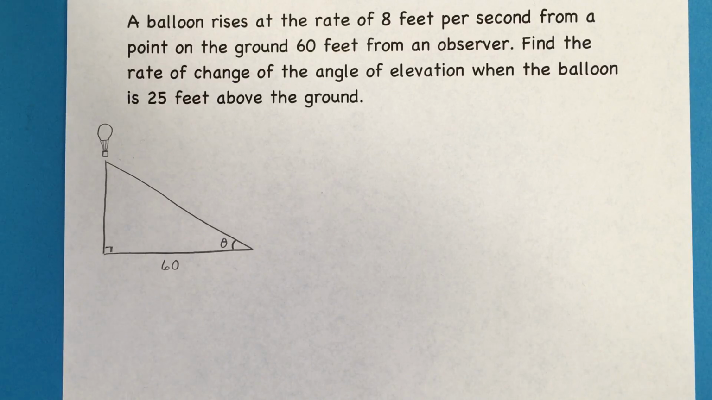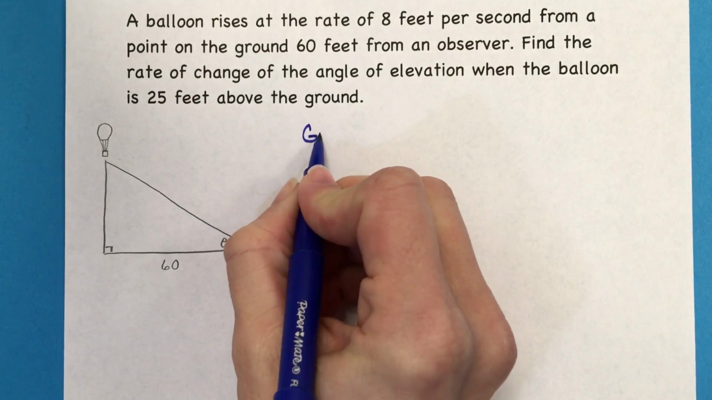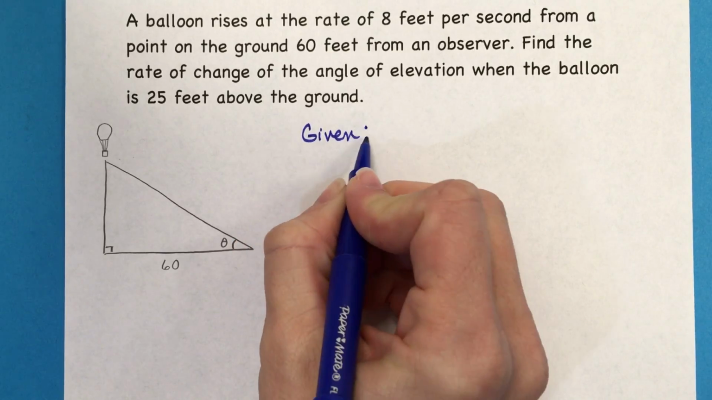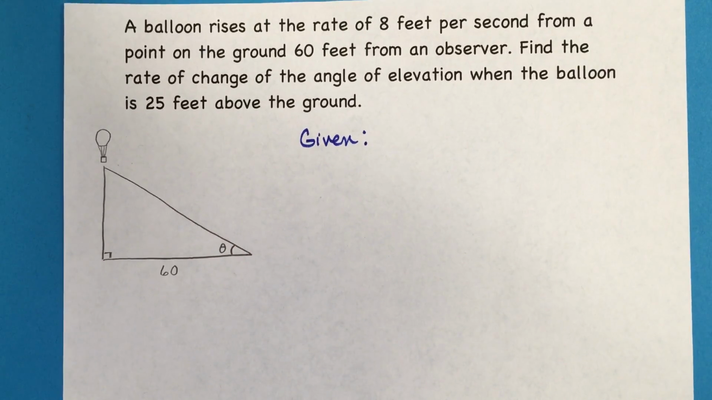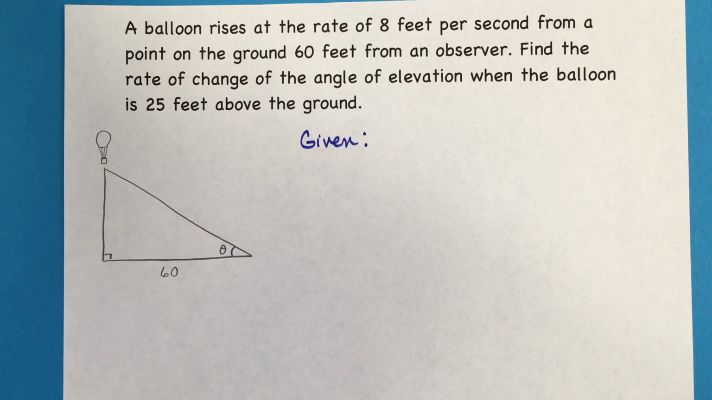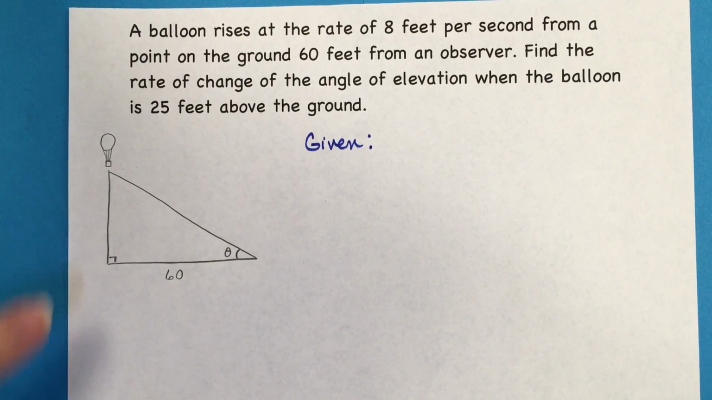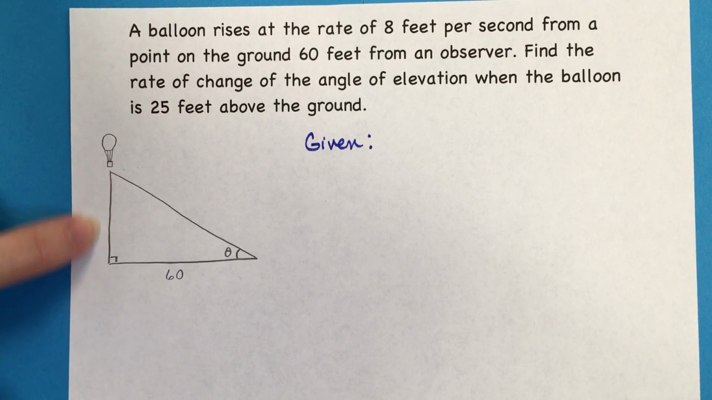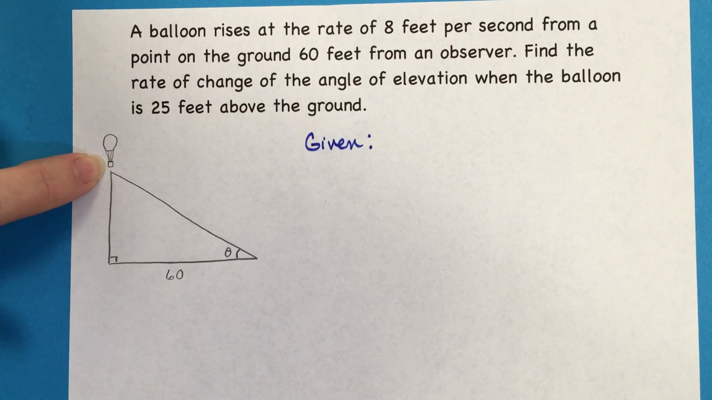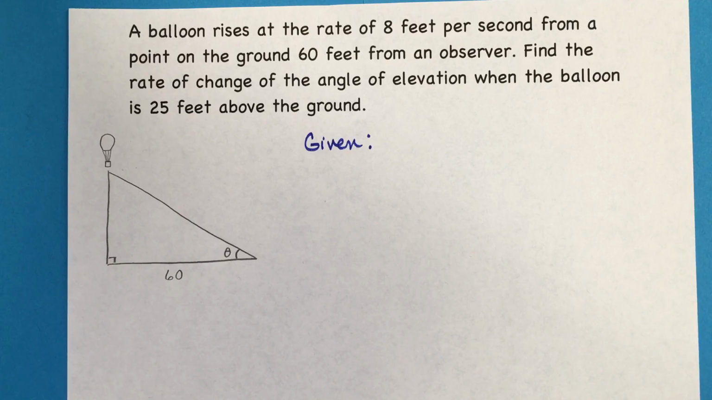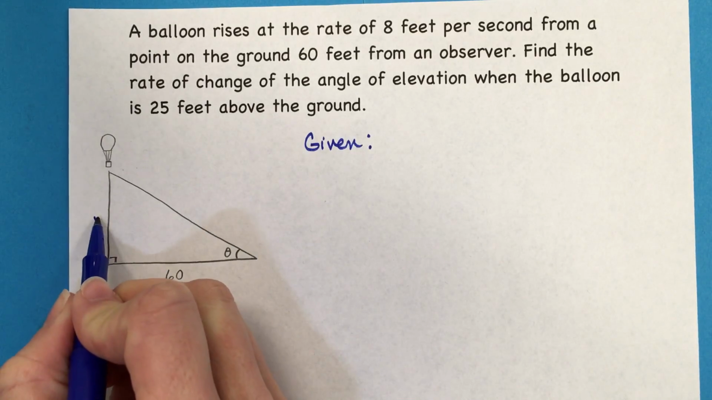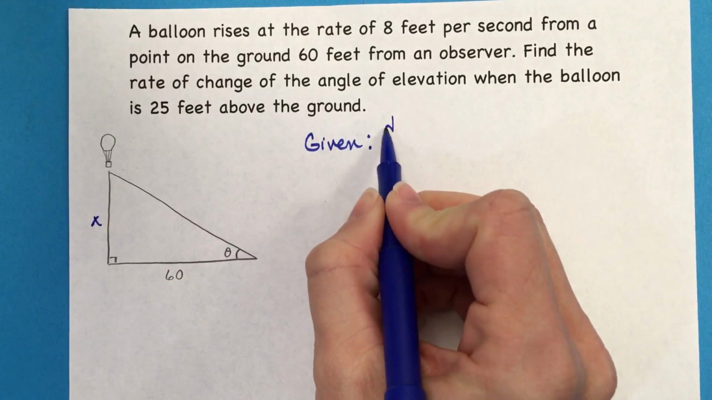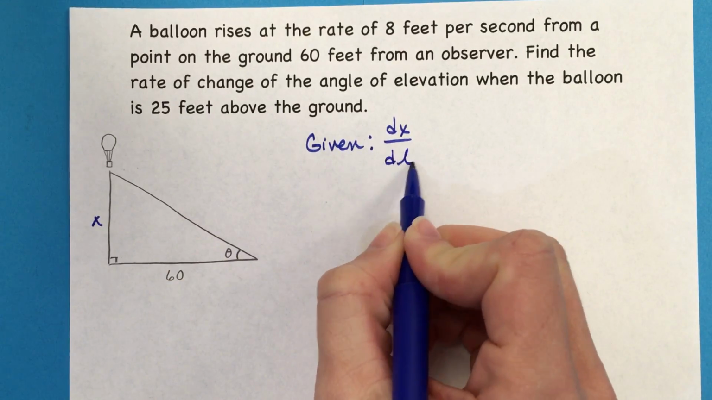Okay, so let's identify what we've been given and what we've got to find. All right, so a balloon rises at a rate of 8 feet per second. So that would be this distance from here to here that's changing. And you can call that whatever variable you choose. I'm just going to call it x. So the rate would be dx dt.